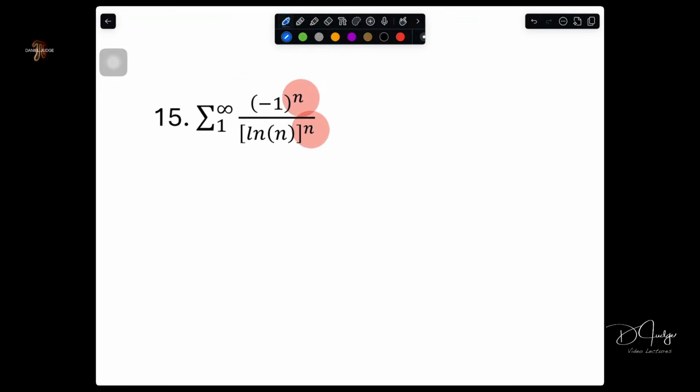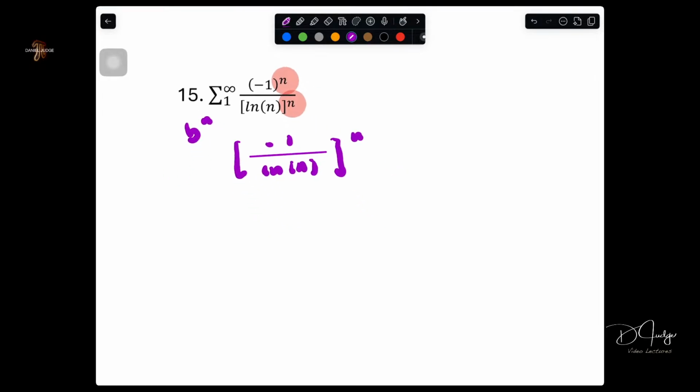All right. This is going to be -1 over the natural log of n raised to the n. Again, b to the nth power here.